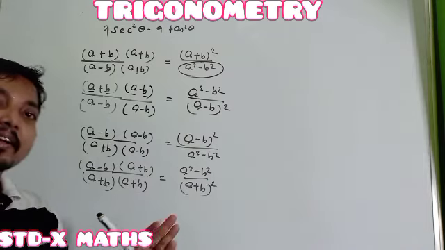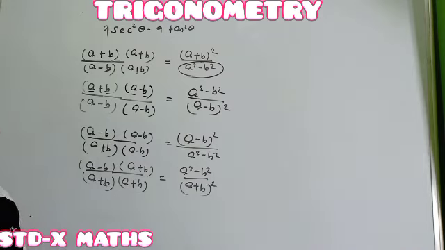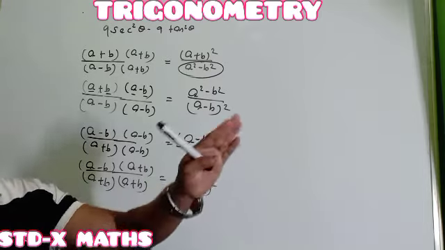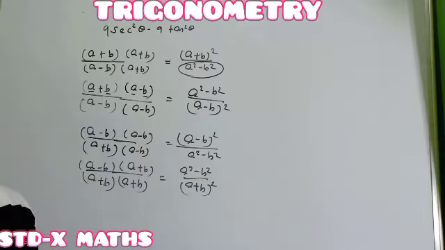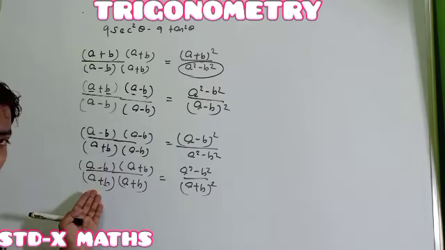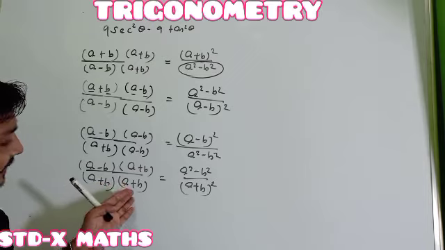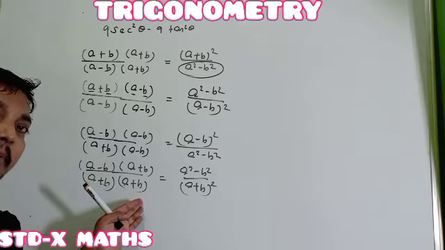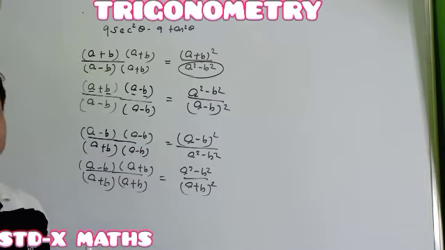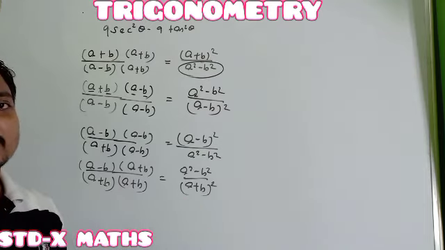Ready? Perfectly good. So you have to go on searching what the question asks and make adjustments accordingly. Whenever the upper and lower parts are given as a plus b and a minus b, you have to make the denominator in the form of a square minus b square, otherwise make the numerator in the form of a square minus b square. But in most questions, you will be asked to make the denominator in the form of a square minus b square.